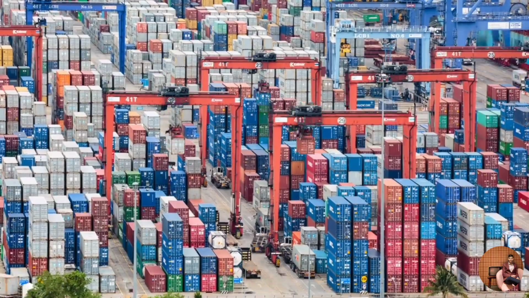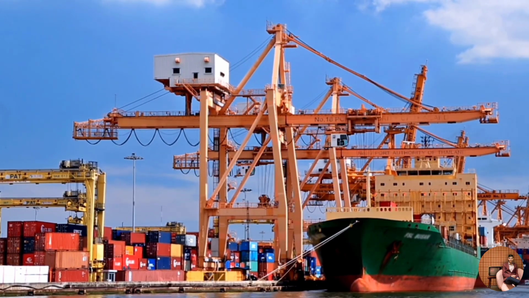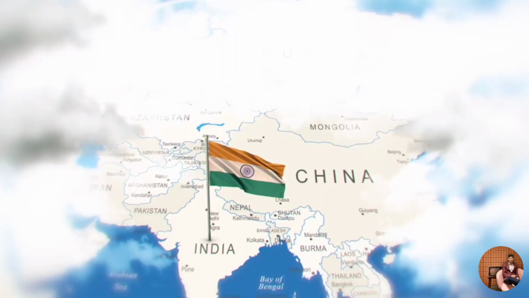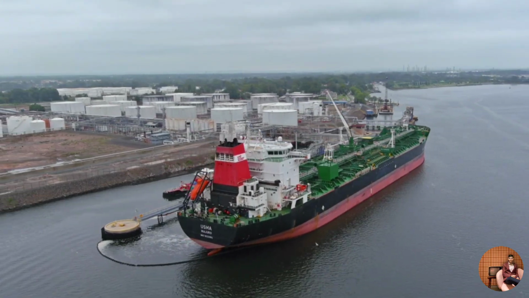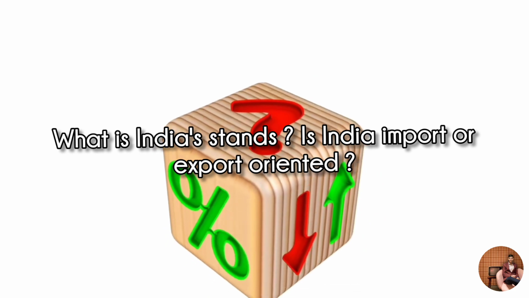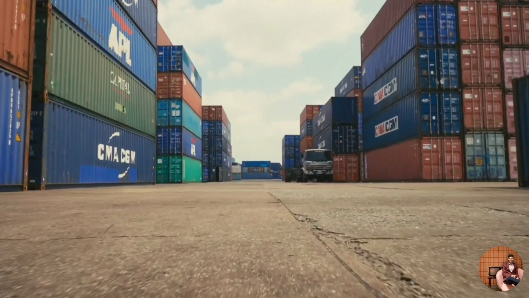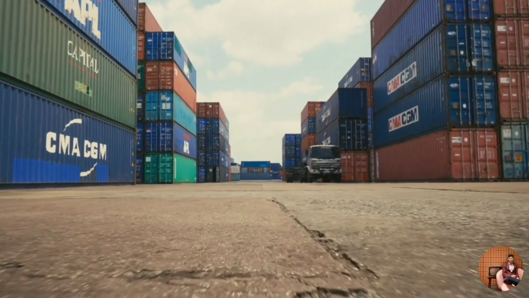On the other hand, an import oriented country will prefer to have a stronger currency, like India, because India imports oil, so it will be cheaper for India. What is India's stand? Is India import or export oriented? In truth, India is an import-oriented country, but India is in a unique position.